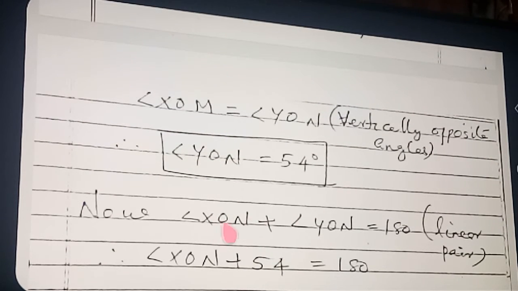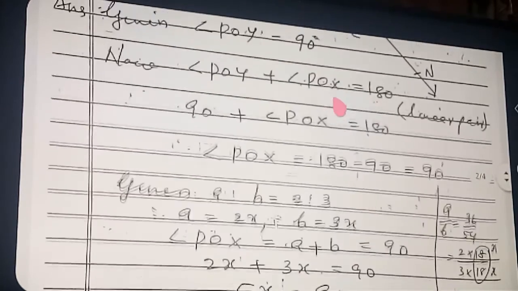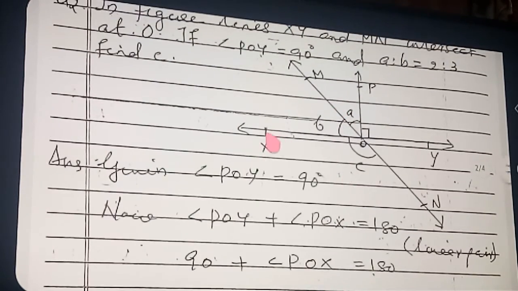Now the next step I also explain in the diagram. Angle XON plus angle YON is equal to 180. What is the reason? Linear pair of angles. Again we can go to the diagram. See here. Angle XON plus angle YON is equal to how much is given? 180. What is the reason? They form a linear pair. Are you following? It is being explained very slowly, so make it clear.